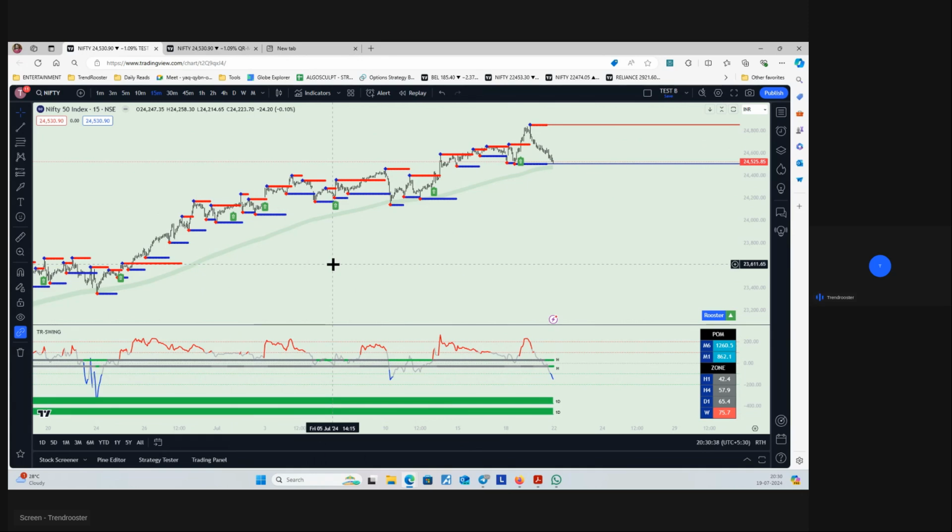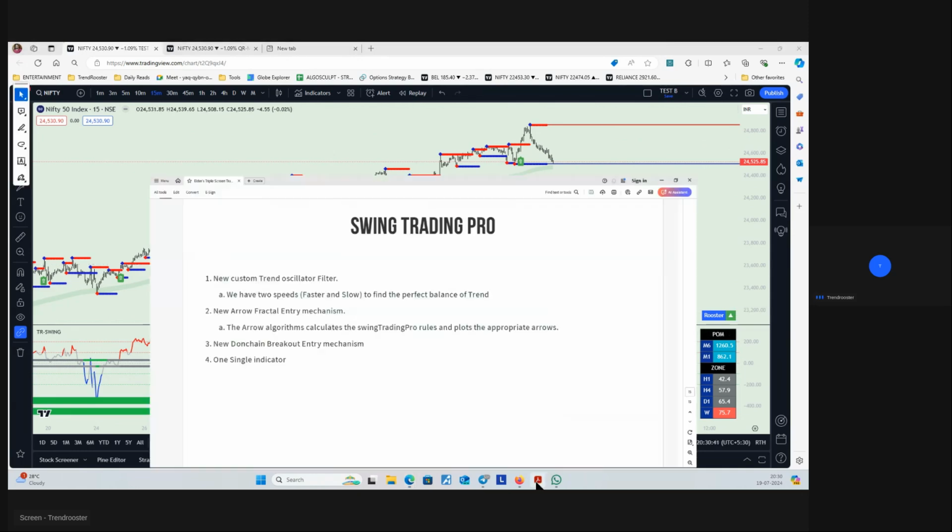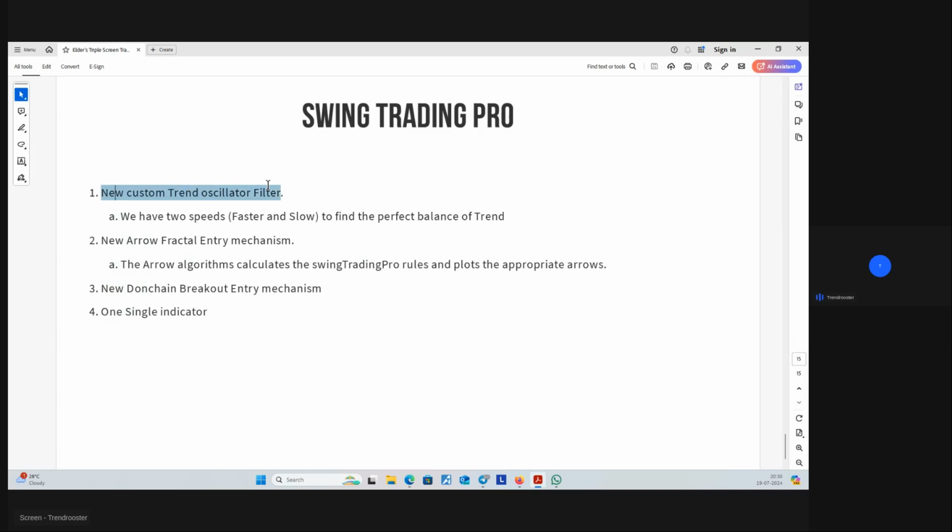This is just an update, and the update I already mentioned. The update is a new custom trend oscillator filter with two speeds, and a new fractal arrow mechanism. The arrow is now added semi-automatically, so instead of waiting for you manually, there is a new entry for branch-chain channel breakout, and we compressed everything into one single indicator, and it's friendly even for TradingView free users. That's all, folks, I have for today, and if you have any other questions, shoot me later on.